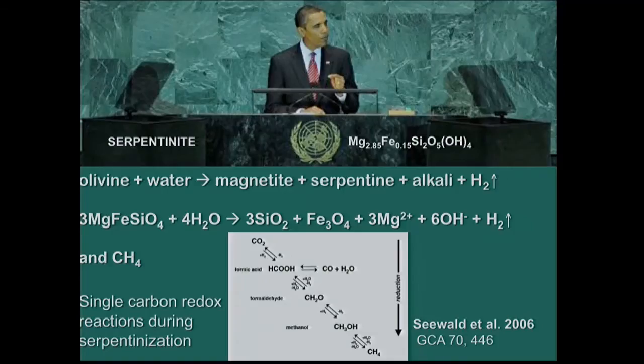I'm sure you've become aware of this rock type. What we're looking at is something called olivine plus water. Basically, here's olivine, magnesium iron silicate, plus water, generates some silica, some magnetite, so we've oxidized the iron now. Magnesium and calcium go into solution to give you the hydroxyl, the alkaline fluid, and hydrogen in solution. Now, if there's carbon dioxide, a little bit of methane, and this is the pathway.